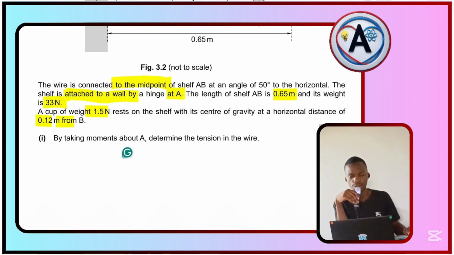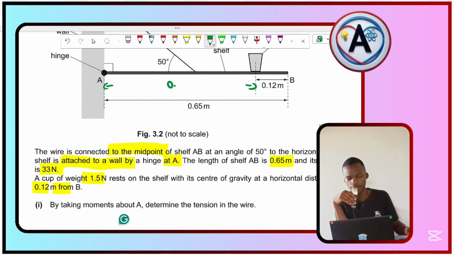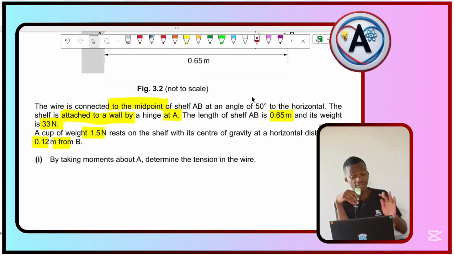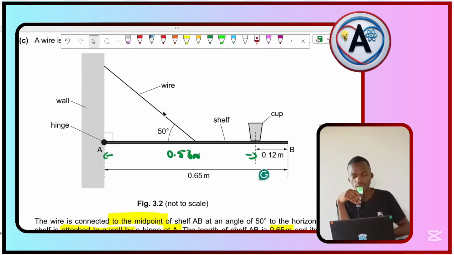So if it's 0.12, we know that the distance from here up until here would just be the difference of the two. Might as well just calculate it. You never know when it's going to be important. So 0.65 minus 0.12 is 0.53. We're just going to have it just in case. By taking moments about A, determine the tension in the wire.